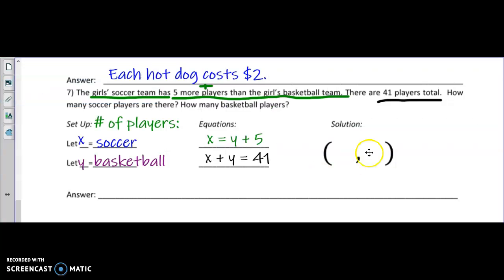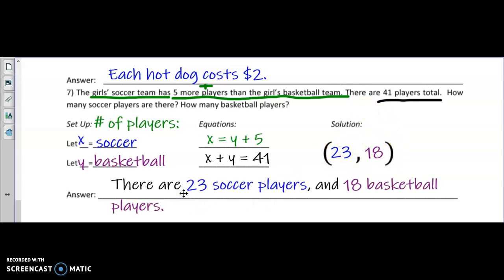So I go back to my problems. I type the solution (23, 18), and then I read the question. How many soccer players are there? How many basketball? So we know X stands for the soccer players, so there are 23 soccer players, and there are 18 basketball players. And that answers my question. There are 23 soccer players, and there are 18 basketball players.